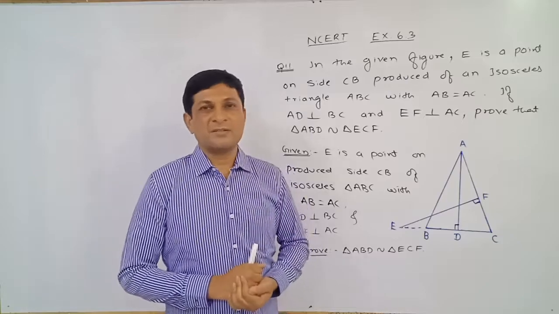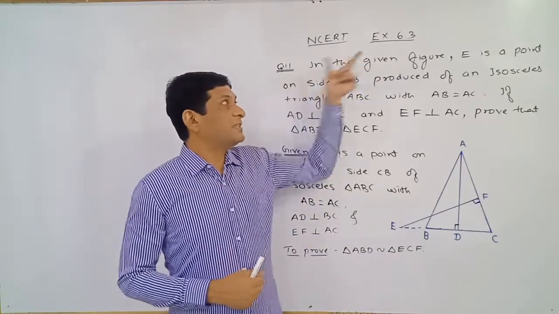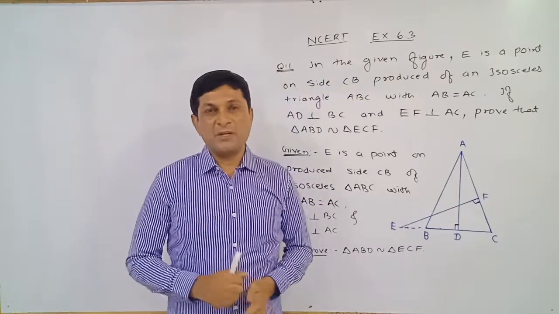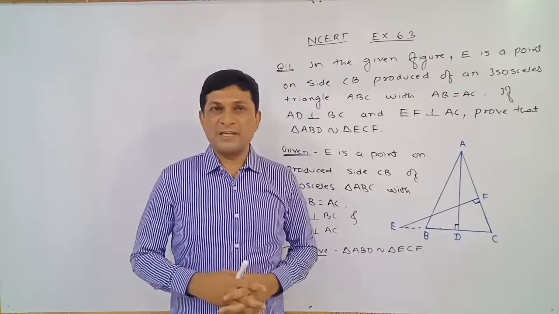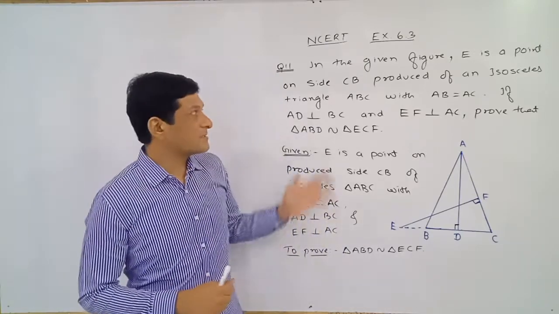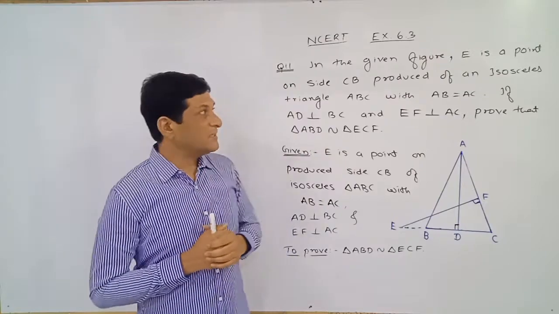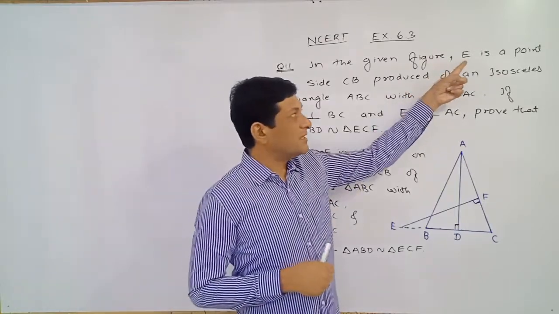Hello friends, we are starting example number 11 from exercise 6.3. We have already completed the first 10 examples. A total of 16 examples are there in this exercise. Let us see what the given conditions are in example number 11.